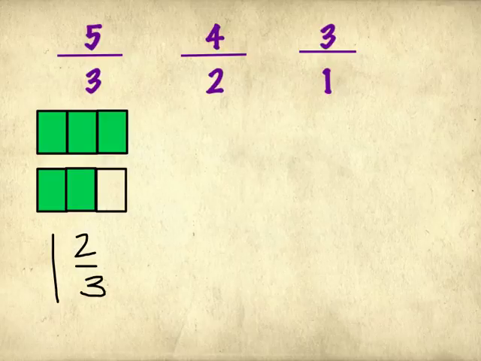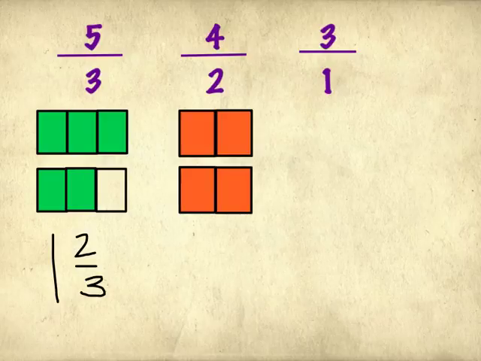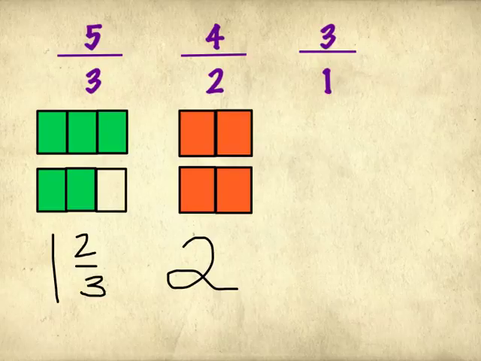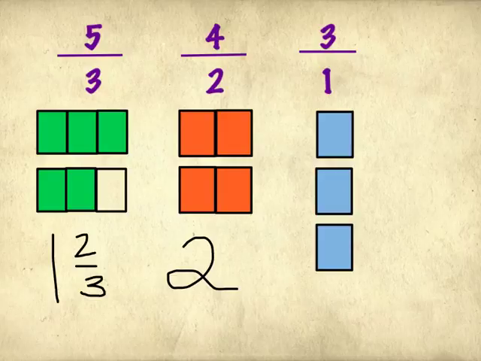Let's try it for the next one, which is 4 halves. So here I've drawn 4 halves, and you can see that actually this wouldn't be a mixed number, it would just be 2. 4 halves is equivalent to 2 wholes. And last I have 3 ones. I'm not sure how you would say that, to be honest. 3 ones. And I'm going to draw a picture of that. And once again, it's actually not going to give me a mixed number. It's going to give me 3 wholes.